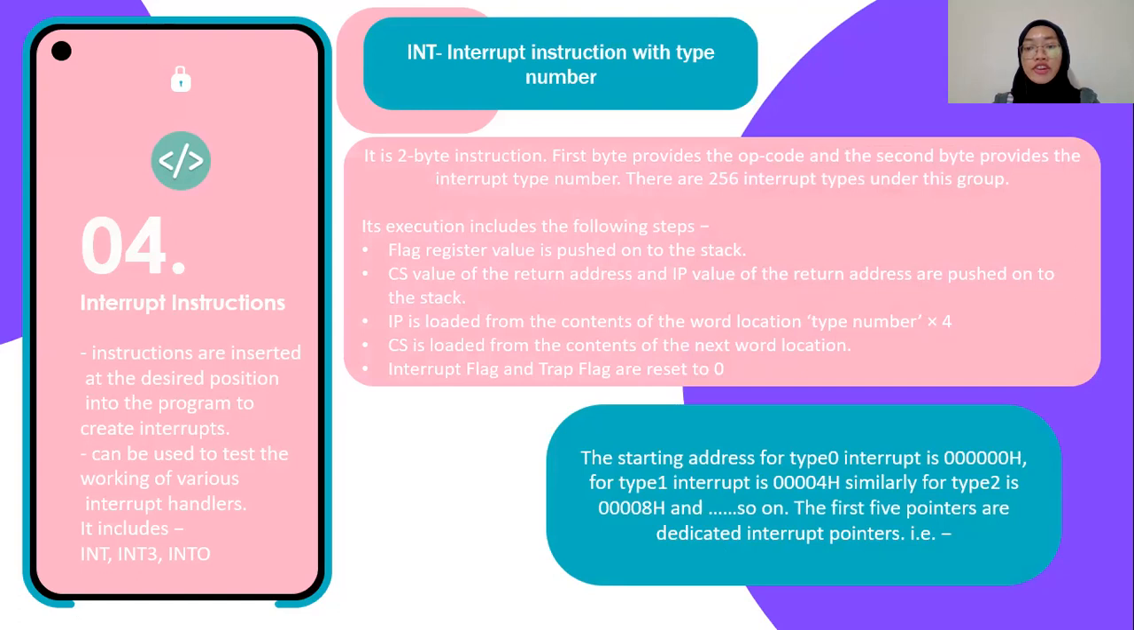The starting address for the type 0 interrupt is 00000H. For the type 1 interrupt it is 00004H. Similarly, for type 2 it is 00008H, and so on. The first 5 pointers are dedicated interrupt pointers.